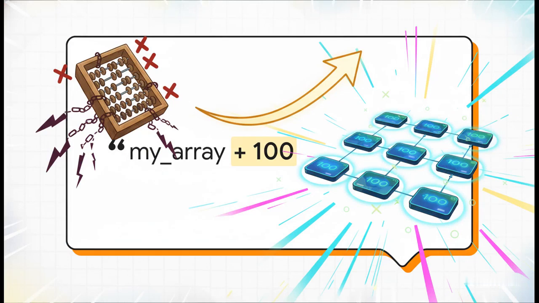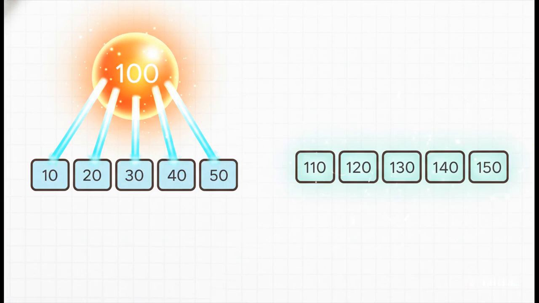Hey, remember that ugly for loop from the very beginning of this explainer? Well, this is how you do it in NumPy. You just take the array and add 100. That's it. It's so clean, it makes perfect sense, and it's lightning fast. And look what happens. NumPy just blasts that plus 100 across every single element. 10 becomes 110, 20 becomes 120. You get the idea. All of it instantly.